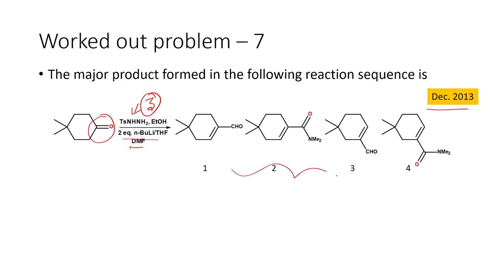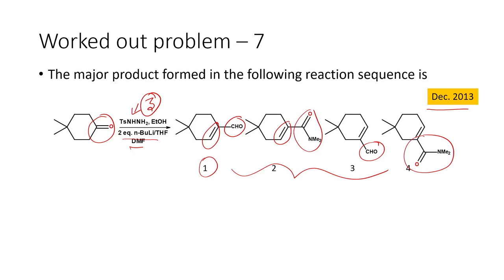If you look at the four different options given, the first one has an aldehydic unit, and it also has an alkene, or the double bond, present. In the second one we have an amide unit with an alkene, and in the other two options we again have the same aldehyde with the double bond, that is, an alpha beta unsaturated system. The only difference is which carbon the aldehyde group is attached to, whether it is on the same carbon where the carbonyl group was present, or on the adjacent carbon. That is the only thing we have to figure out. And the last option is the amide group attached to that one.